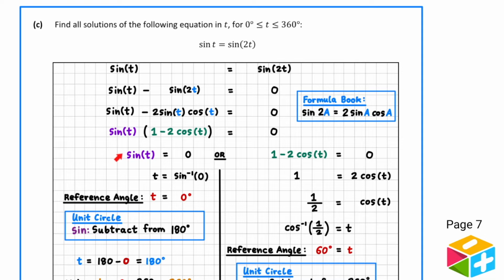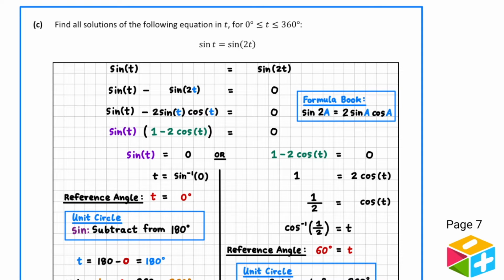Focusing on the first of these, I'll begin by taking sine inverse of both sides. Using our calculator, sine inverse of 0 is 0. This tells us that the reference angle is t equals 0.